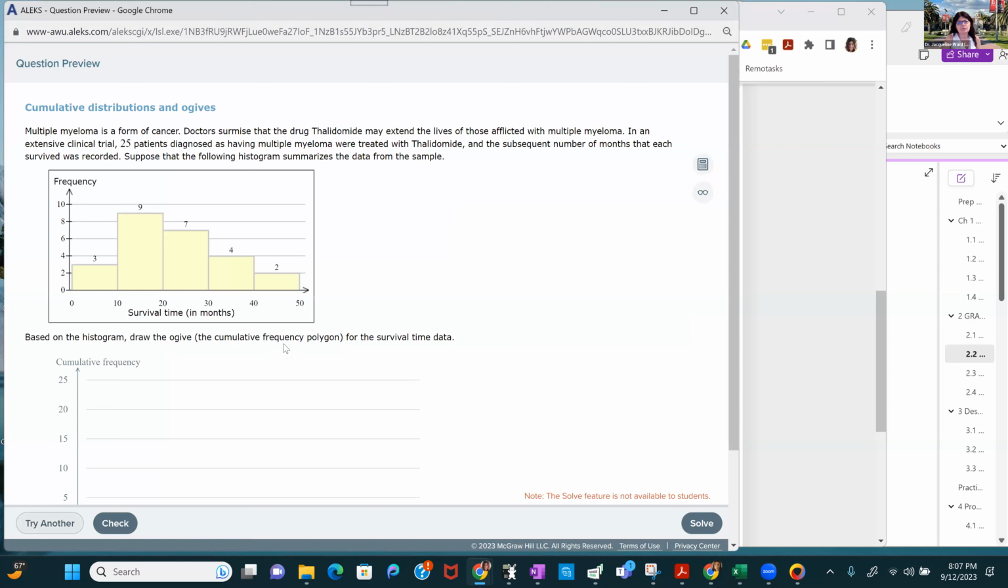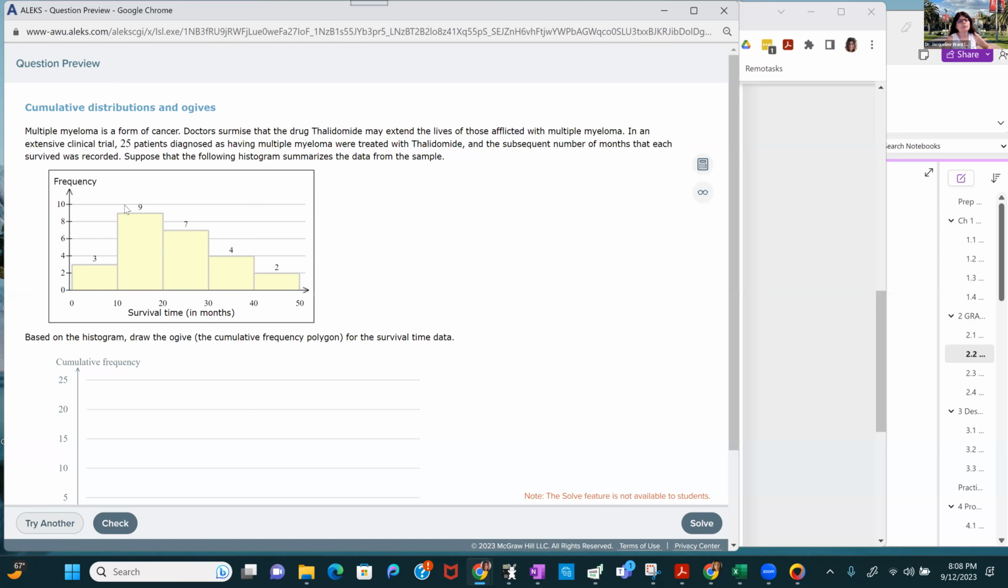Okay, let's see. Multiple myeloma is a form of cancer. Doctors surmise that the drug thalidomide may extend the lives of those afflicted with multiple myeloma. In an extensive clinical trial, 25 patients diagnosed as having multiple myeloma were treated with thalidomide, and the subsequent number of months that each survived was recorded. Suppose that the following histogram summarized the data from these 25 patients, right? So 3 patients survived between 0 and 10 months, 9 between 10 and 20 months, 7, et cetera. If you add all these 5 numbers up, you'll get the 25. And you can see 3 and 7 is 10, 9 and 6 is 15, so 10 and 15 is the 25.